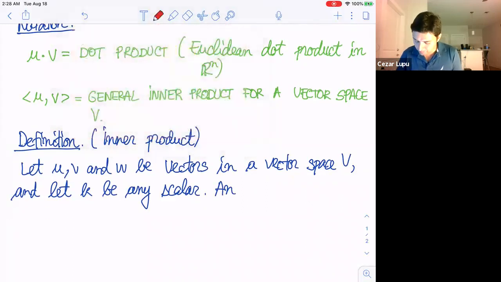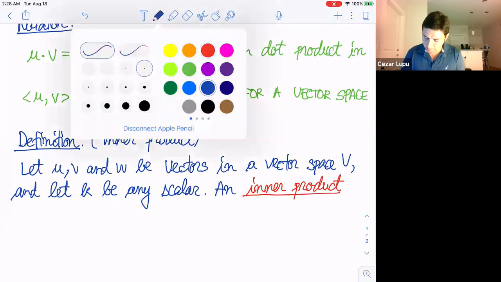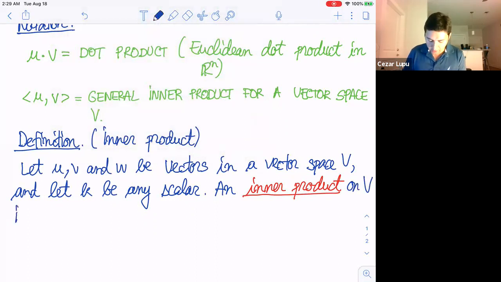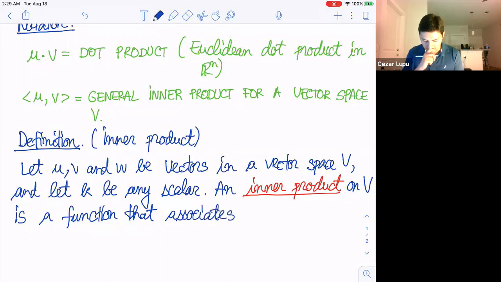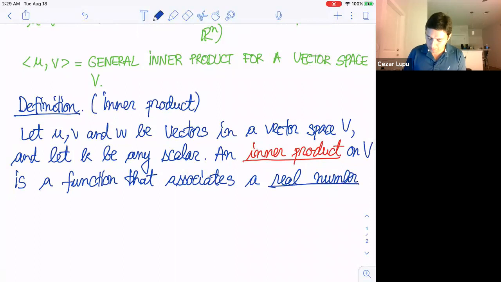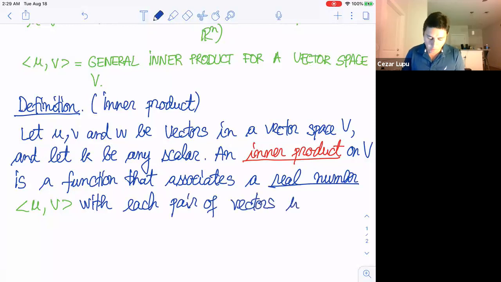We say that an inner product on V is a function that associates a real number, this product between u and v, with each pair of vectors u and v that satisfy the following axioms.